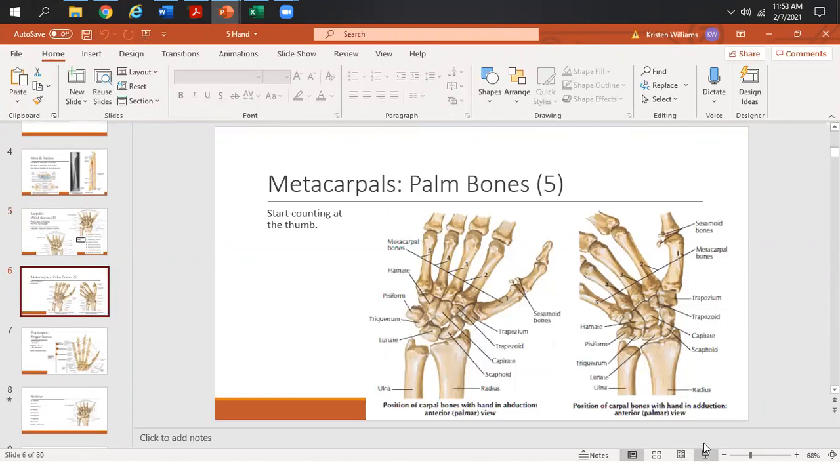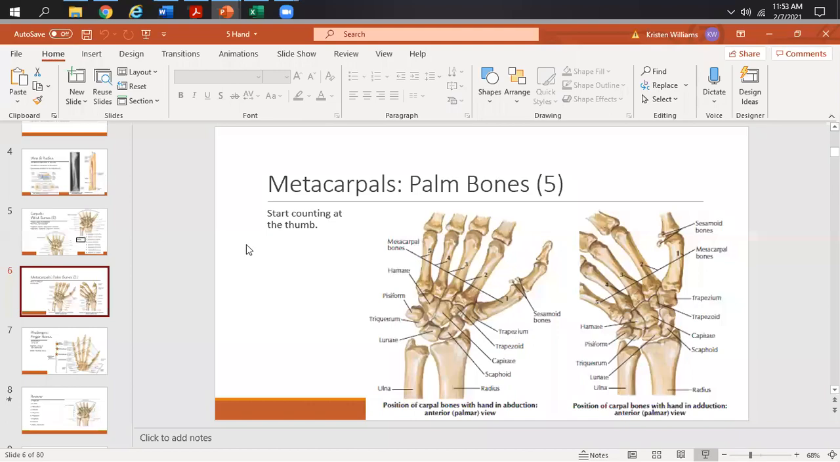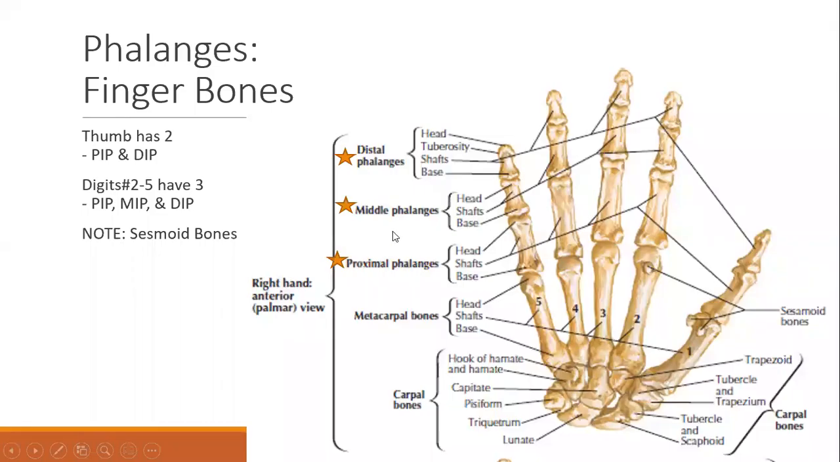The PIP and the DIP, and I'm going to explain what I'm saying. So when I say PIP or DIP, it is a shorthand for these joints. So the proximal interphalangeal joint versus the distal interphalangeal joint. So PIP is proximal interphalangeal joint versus DIP is distal interphalangeal joint.